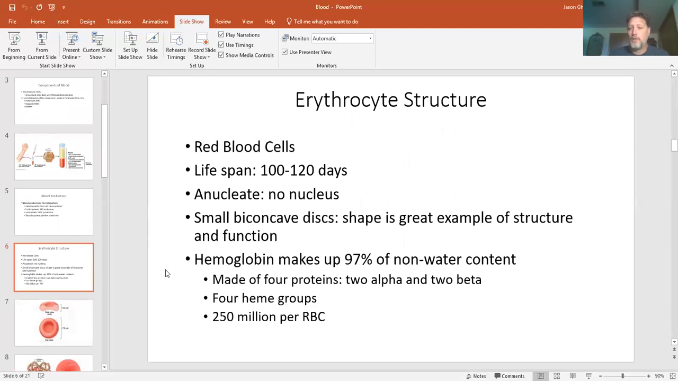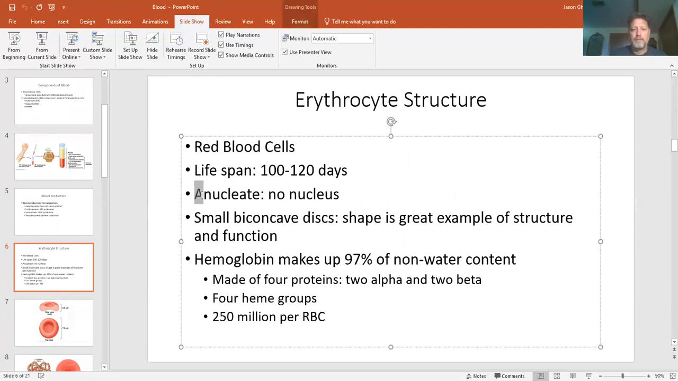All right, so let's start off with our red blood cells. They'll last approximately 100 to 120 days, which is about how long it takes to regenerate them too, which is why you can only donate blood about every 3 months. There's no nucleus in the red blood cells. Anytime you have an A in front of something, that means without. So anucleate means there's no nucleus.